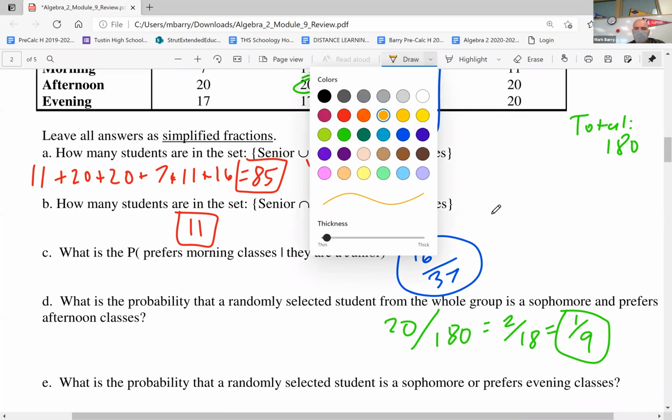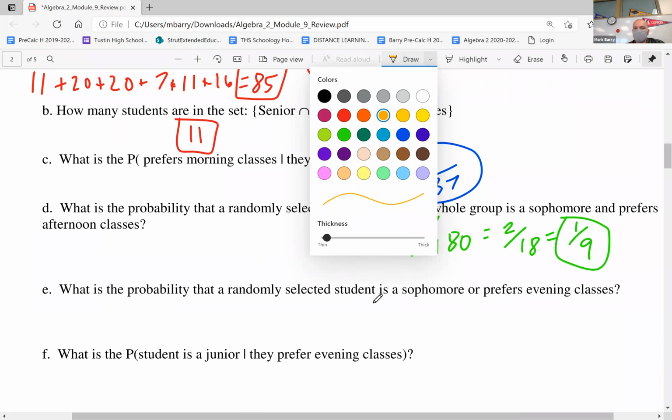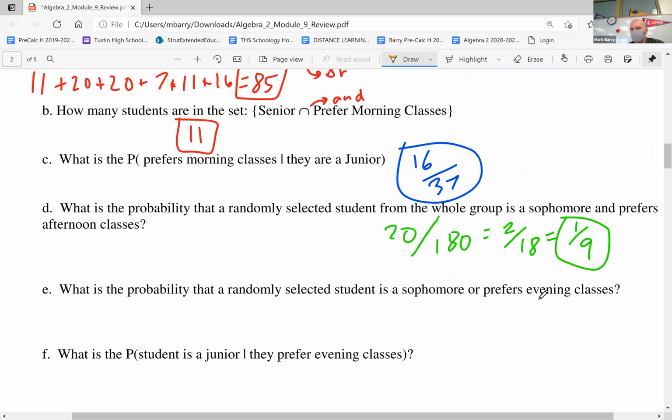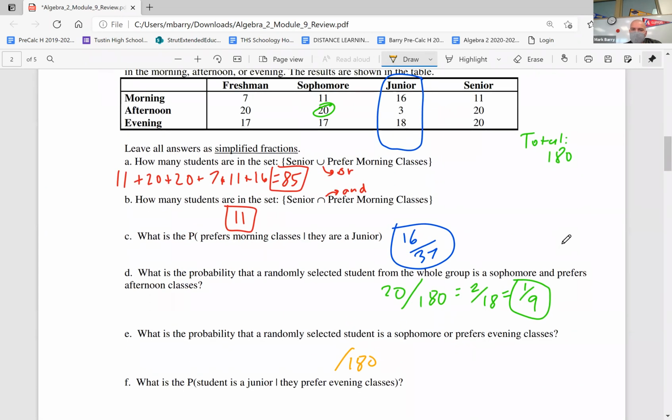All right, next up, what is the probability that a randomly selected student is a sophomore or prefers evening classes? So this is saying out of everybody again. So I already know my denominator is going to be 180. So then for the numerator, we need sophomores or preferring evening classes. So why don't you guys try that out? I'll give you a minute here.